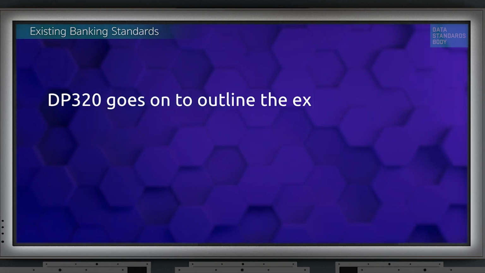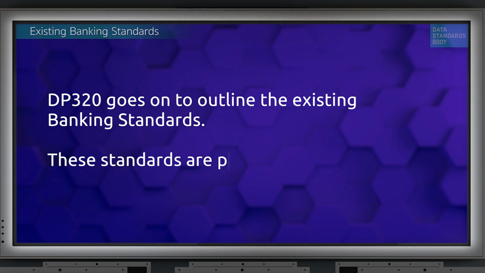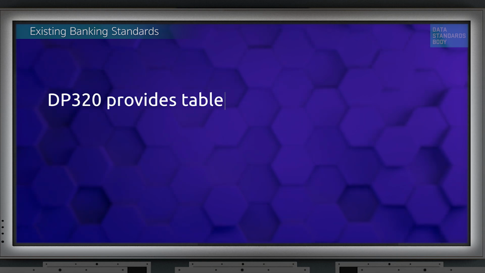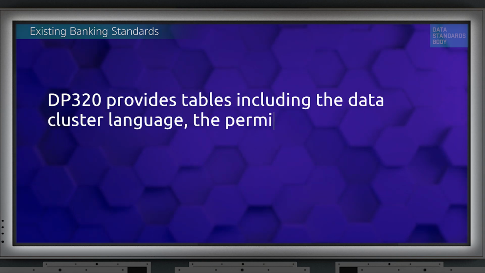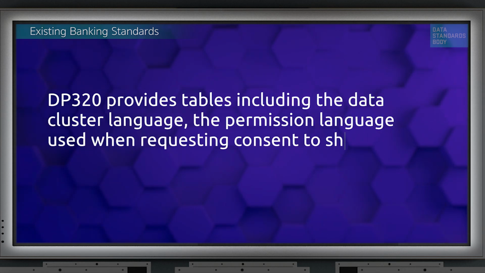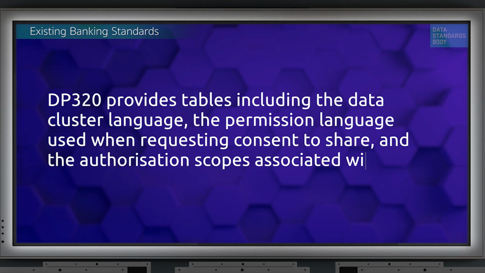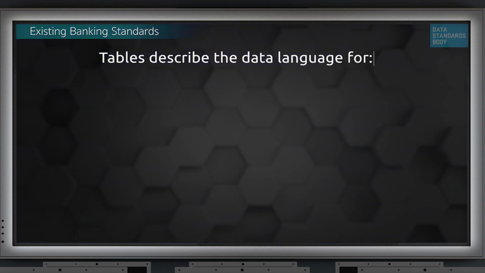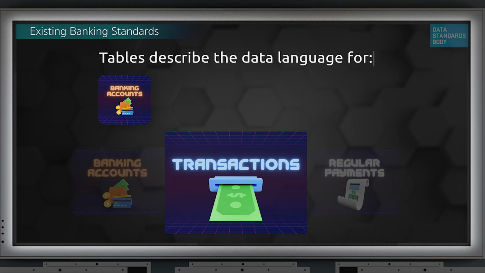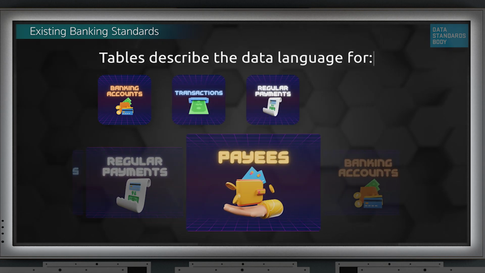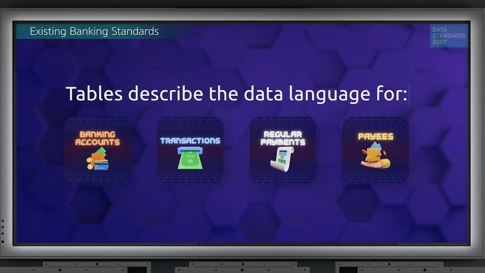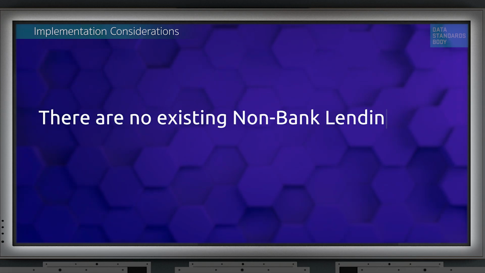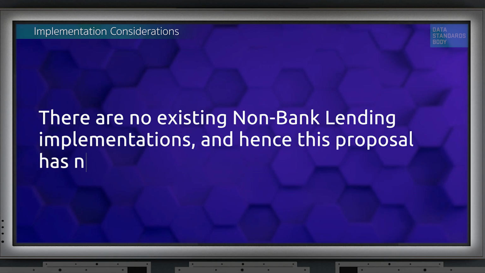DP 320 goes on to outline the existing banking standards. These standards are proposed to describe non-bank lending data clusters. DP 320 provides tables including the data cluster language, the permission language used when requesting consent to share, and the authorization scopes associated with each data cluster. Tables describe the data language for banking accounts, transactions, regular payments, payees. There are no existing non-bank lending implementations, and hence this proposal has no implementation impact.